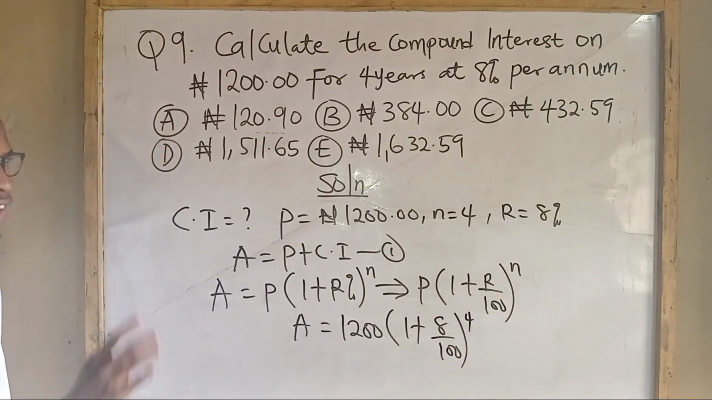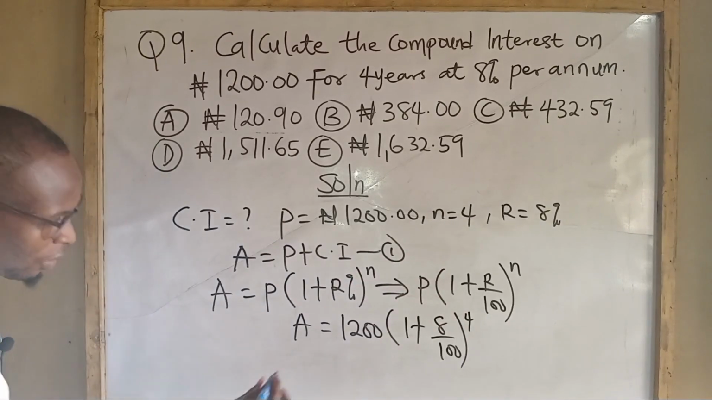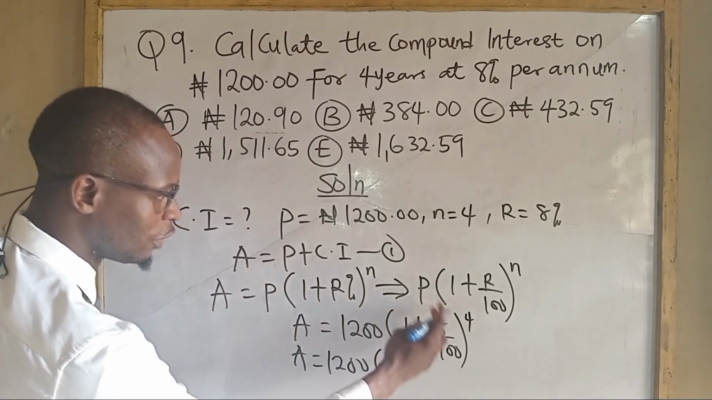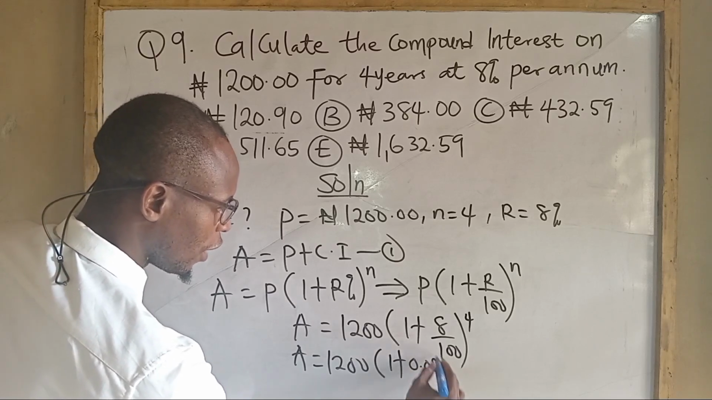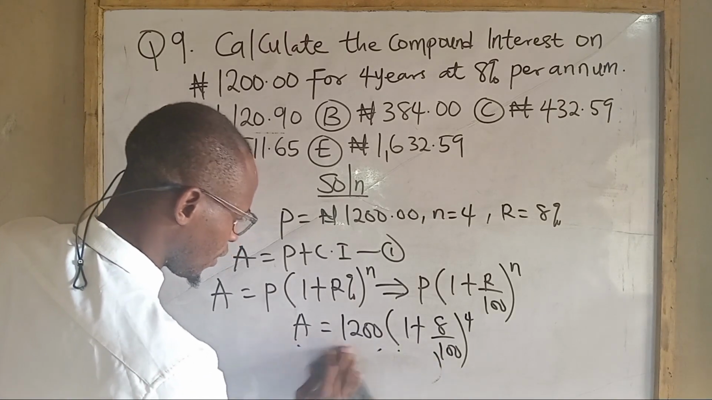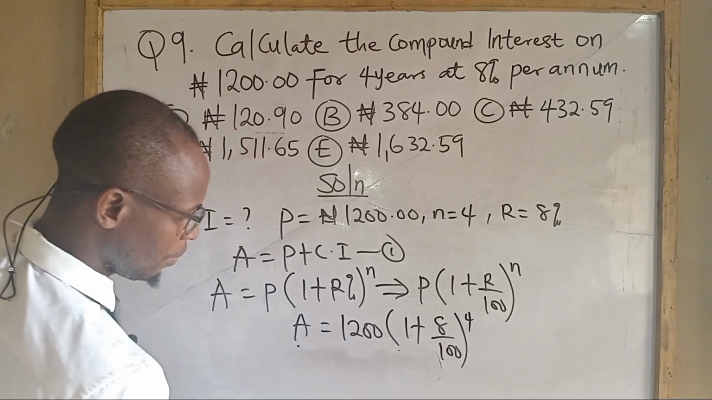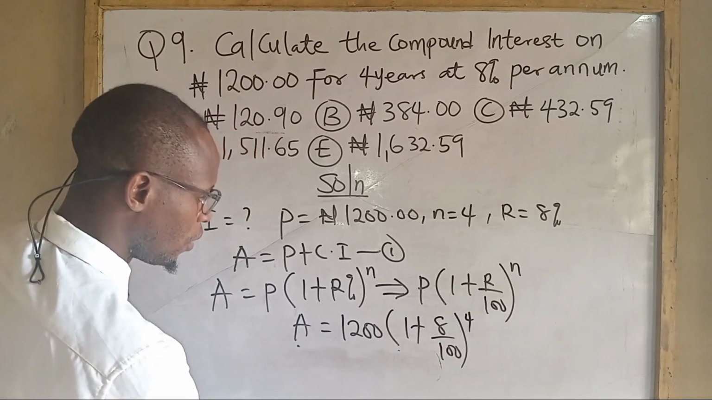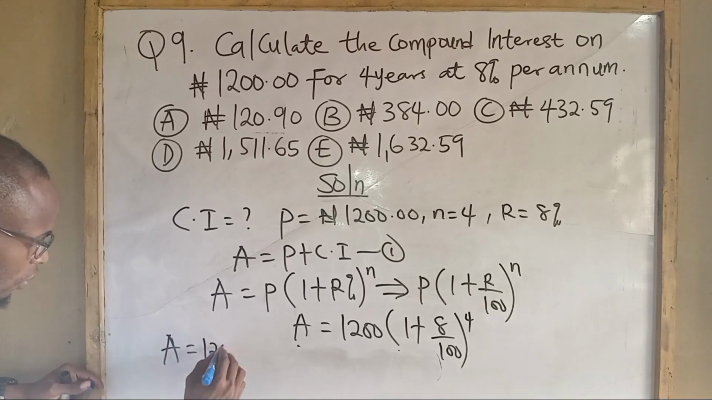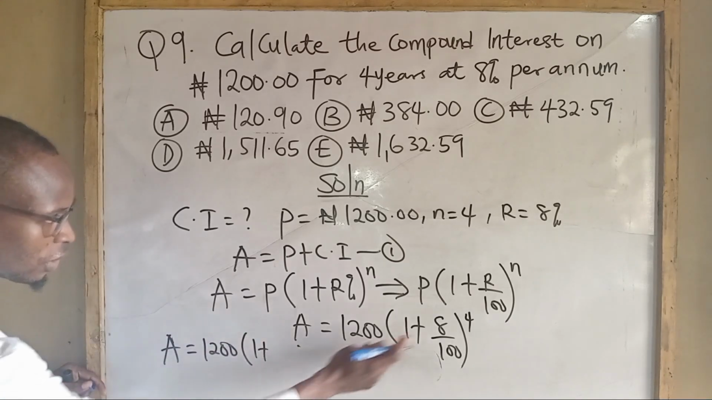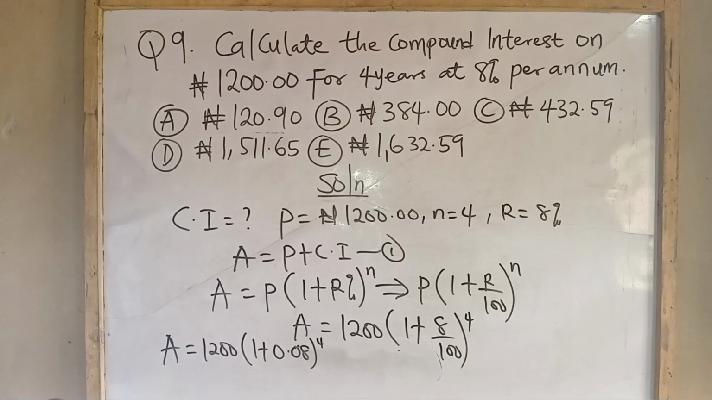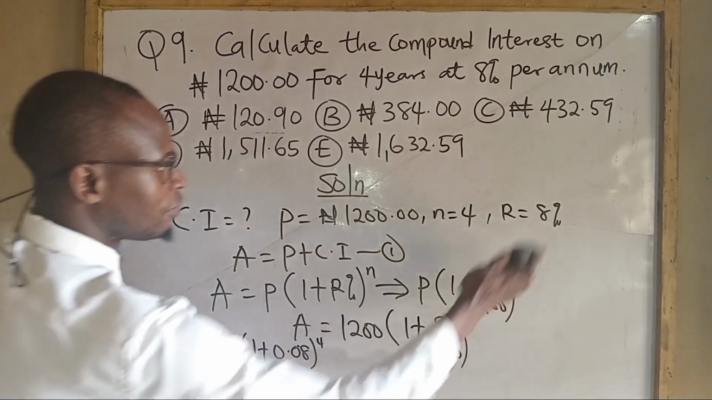So from what we have here, we can evaluate the one inside the bracket first. So amount will be equals to what? 1,200 bracket 1 plus. If you divide this in calculator, you should have 0.08. Let me clean this part so that you can see clearly. So from what we have now, we have the amount. Let me write it out here. Amount equals to what now? 1,200 bracket 1 plus what? This will give you 0.08 all raised to power what? 4. So let me wipe this part off.